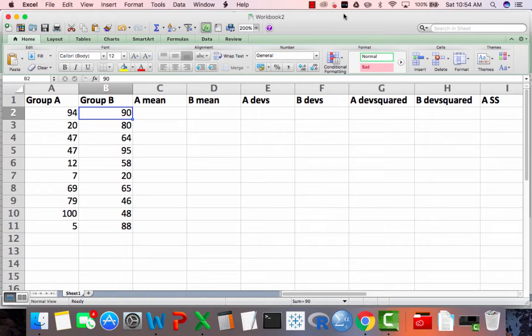Let's say you've got two groups of people and each person has given a rating on something, and you want to compare whether one group's rating is on average greater or less than the other group's rating. This situation, where you're comparing two groups, happens all the time.